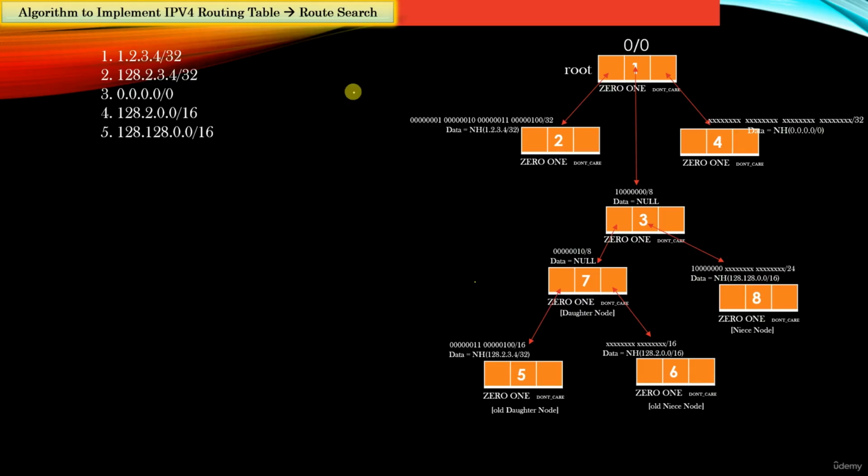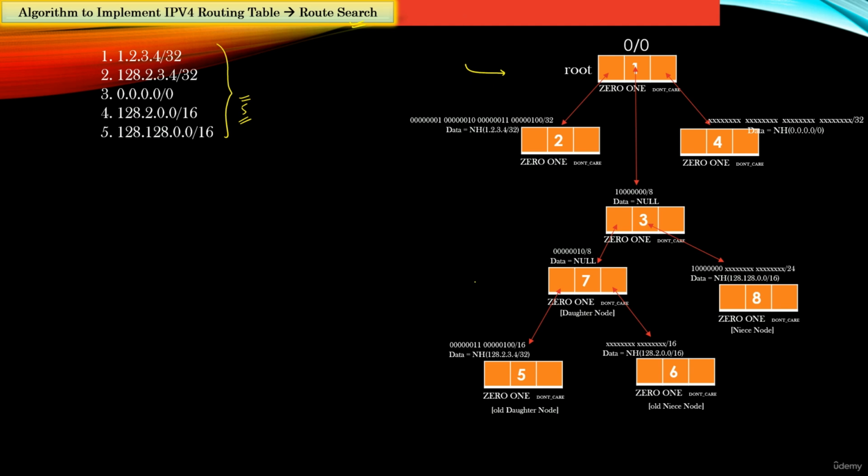So guys, now let us begin with the route search algorithm. You can see that we have an mtry data structure on the right hand side, and at this point of time these 5 routes have already been inserted into this mtry data structure. It simply means that we have inserted 5 routes. It means this mtry data structure would have 5 leaves.